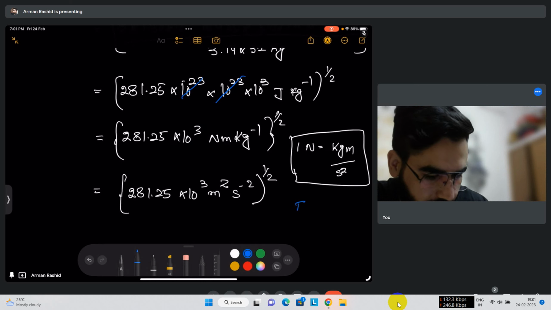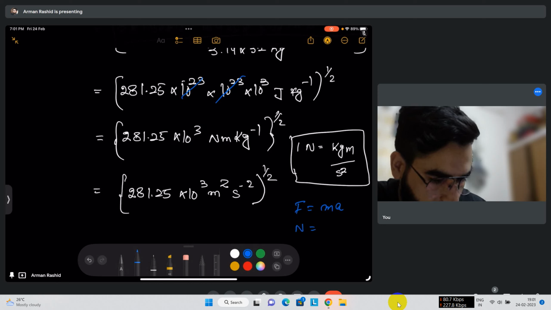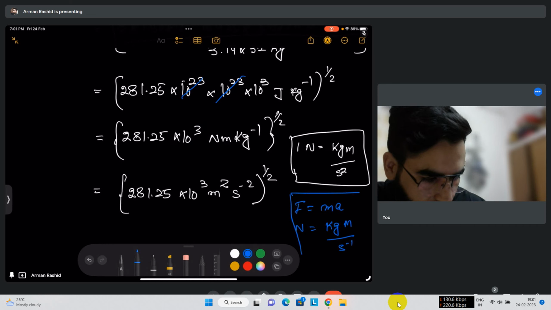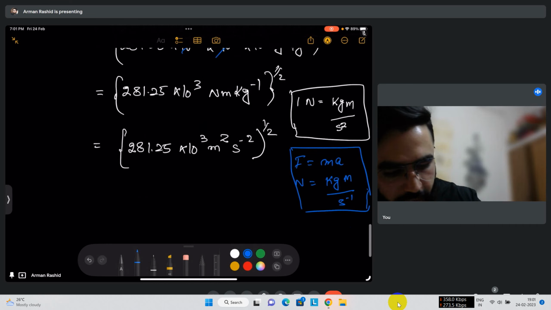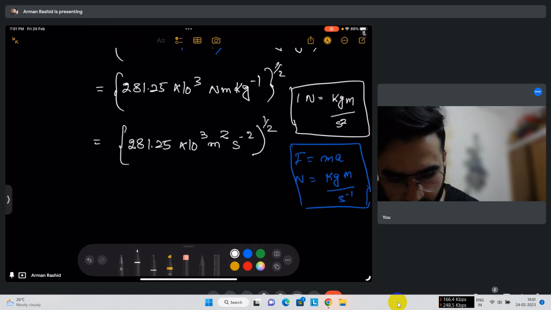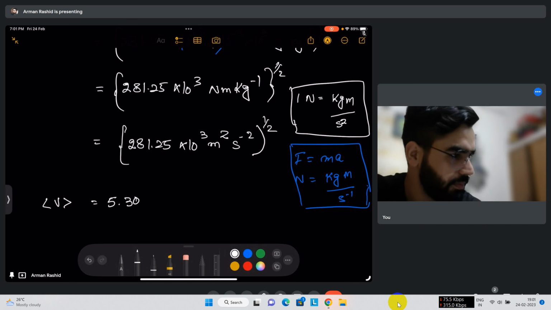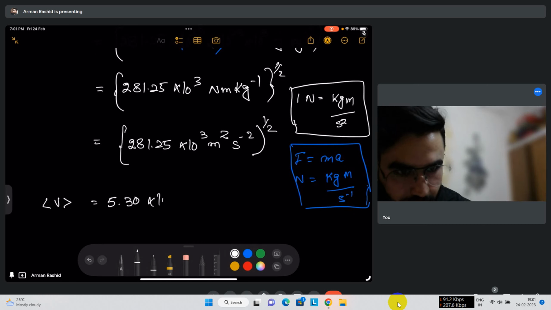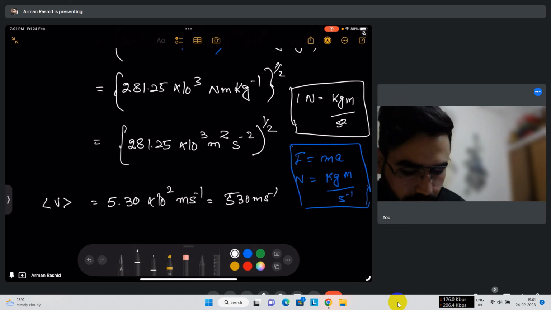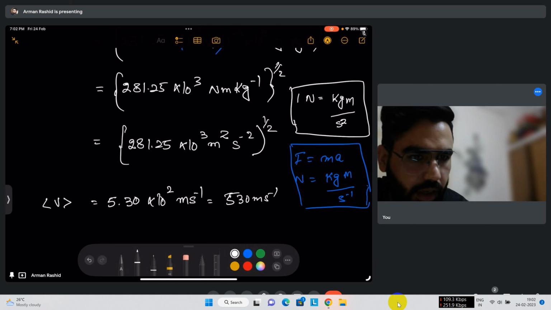This I have denoted. If we say that F is equivalent to ma, F has a unit of Newton, m has a unit of kg, and acceleration has a unit of meter per second squared. So using this equation we got here. That means my v, or average velocity, will be equivalent to 530 meters per second.